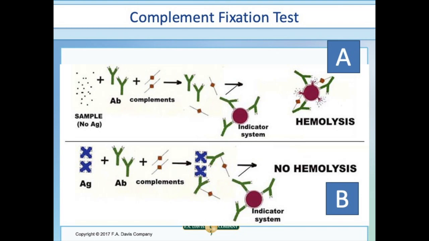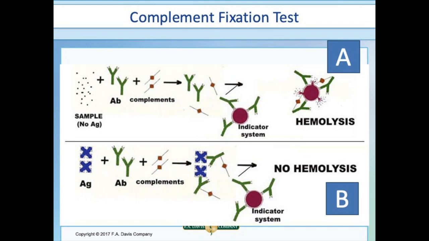Again, in complement fixation test, remember that the presence of hemolysis is a negative reaction. The absence of hemolysis means it is a positive reaction. Okay? Now take note, in complement fixation test, there is an indicator system. So an indicator system is RBC. RBC is one indicator system. And then another indicator system is sensitized RBC. Okay, so that's the indicator system. Okay? RBC, or sensitized RBC may be utilized.